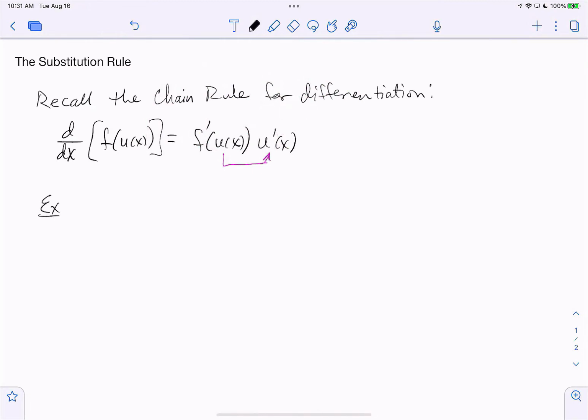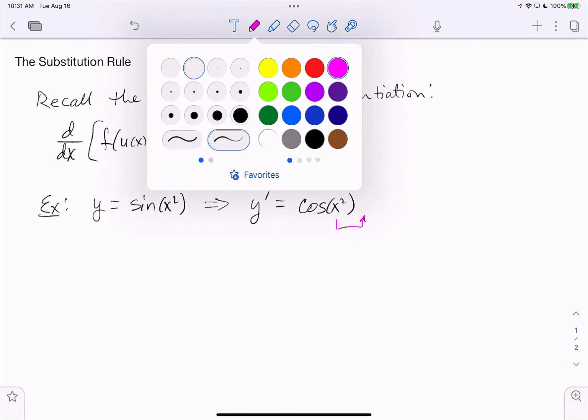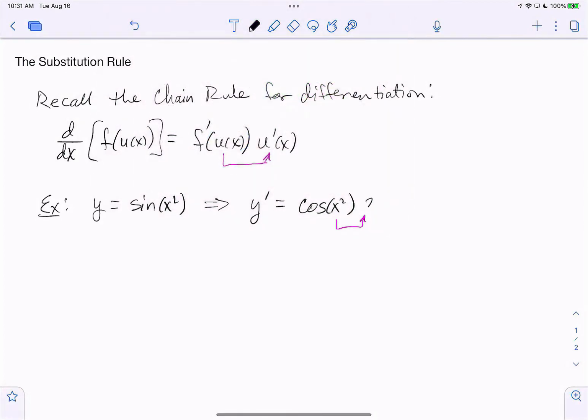So, for instance, if we're looking at y is equal to the sine of x squared, then y prime is going to differentiate the sine function. So I have the cosine of x squared. And then the chain rule is going to say, and then I'm going to multiply that result by 2x, the derivative of the inside function.